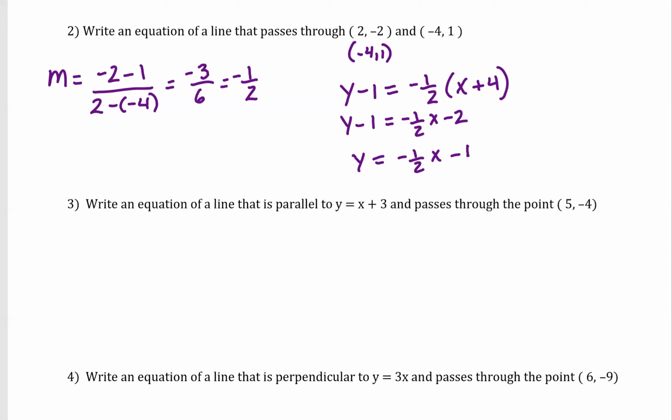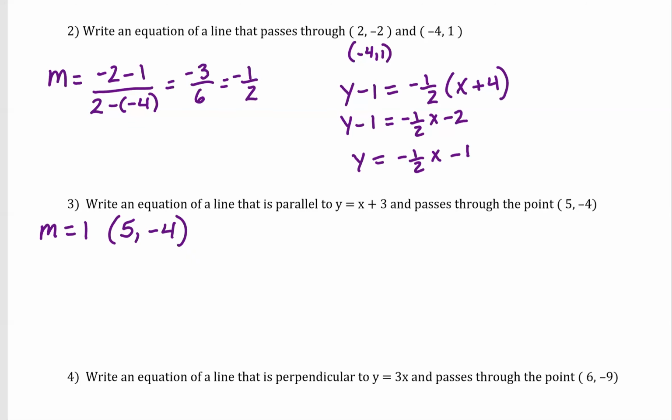Example 3. Write an equation of a line that is parallel to y equals x plus 3 passing through the point 5, negative 4. The only thing we need from the equation of the line that is given is the slope, and the slope is 1. It is parallel, so they have the same slope, and they're going through the point 5, negative 4.